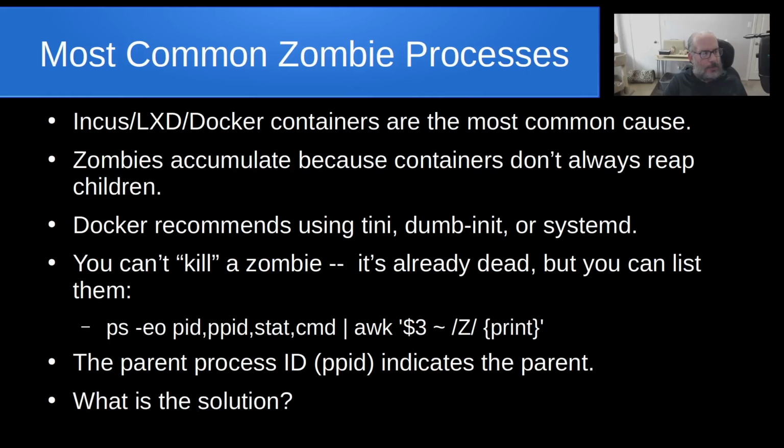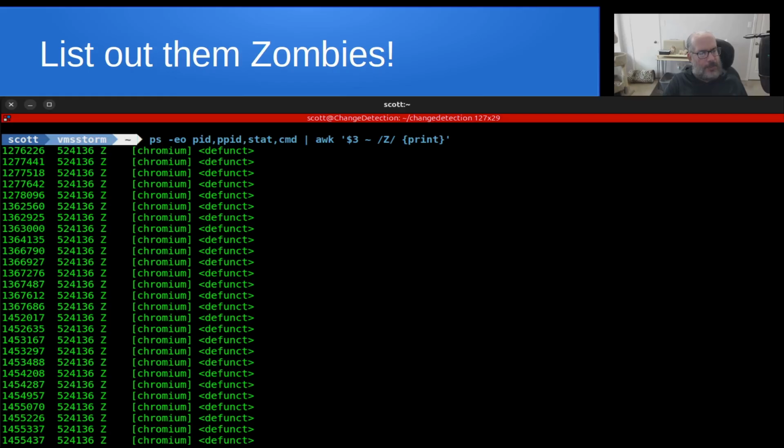And so, what exactly is the solution? You can list out the zombies as we showed here just a couple of bullets ago. And if you'll notice in this display here, column number 2, where it has the number 524136, that's the parent process ID.